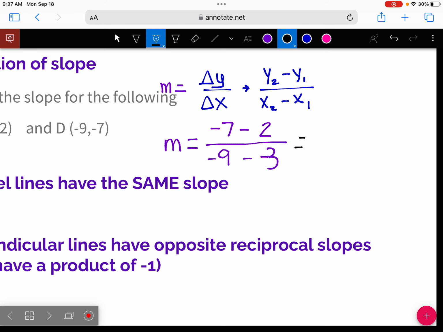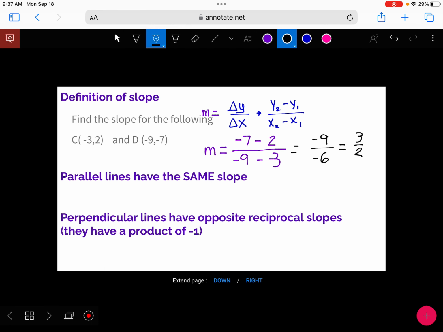So we simplify this. -7 minus 2 gives us -9. -9 minus -3 gives us -6. -9 over -6 simplifies down to what? 3/2.